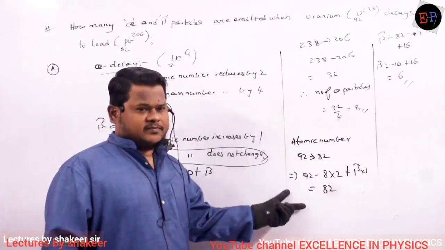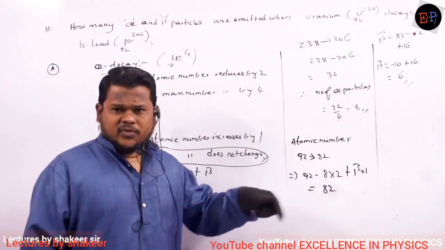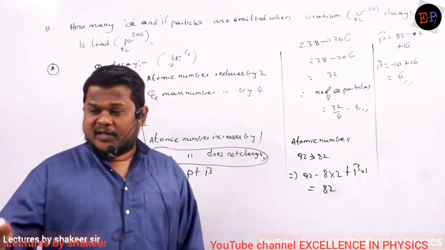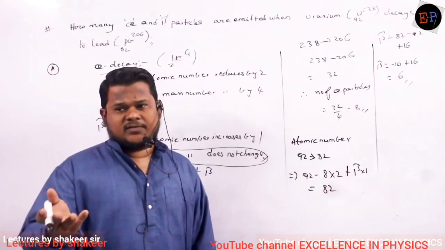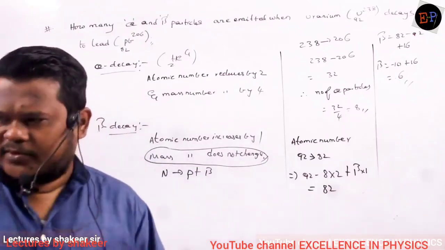Then you go for the atomic number. Then I can do it very easily. Clear, no? And in changing atomic number, both are involved. When alpha is released, proton number changes. When beta is released, proton number also changes. So in the second step, I have taken atomic number and done the calculation. Did you understand how we did it? That's it.